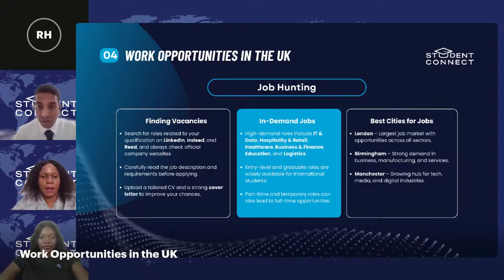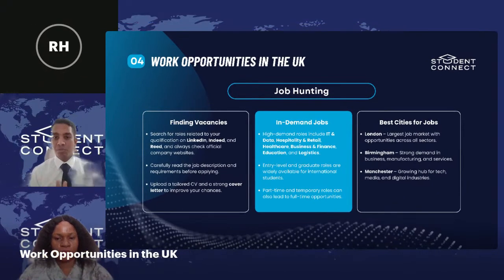And in-demand jobs. Now, in-demand jobs are IT and data, then hospitality and retail, and most importantly, healthcare, business, education, and logistics, supply chain. These are the most prominent, trending job sectors in the UK. Now, if we're talking about the survival job, once you land in the UK, hospitality and retail has the most number of jobs that will initially help you to survive in the UK as a student.